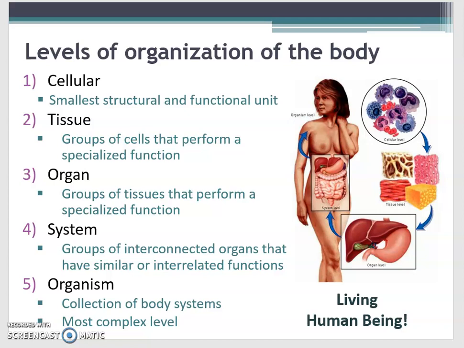So that's where the tissues form into a higher level of organization. And then we have a system. These are groups of interconnected organs that have similar or interrelated functions. And lastly, the organism, the collection of body systems, and this is the most complex level. So put all these together and we have the living being. Typically, we're referring to humans, so we're in the realm of mammals.